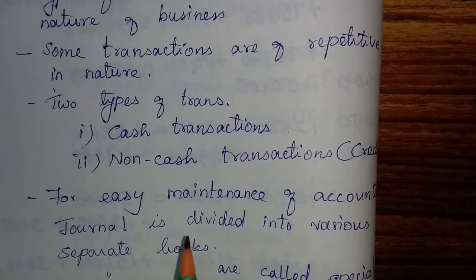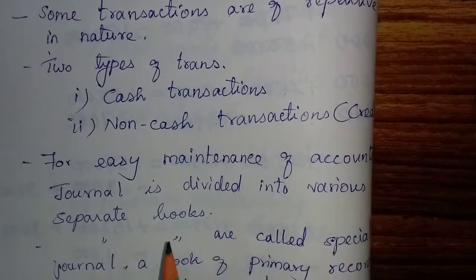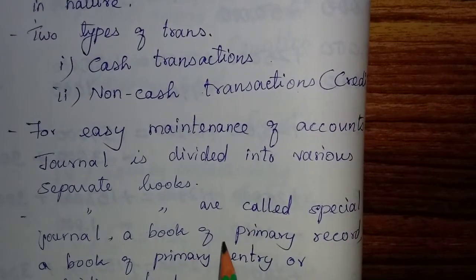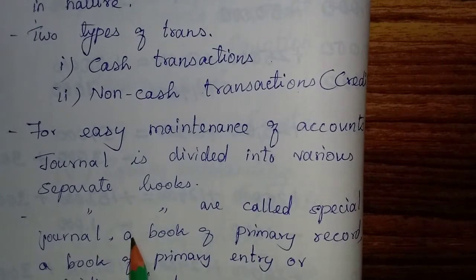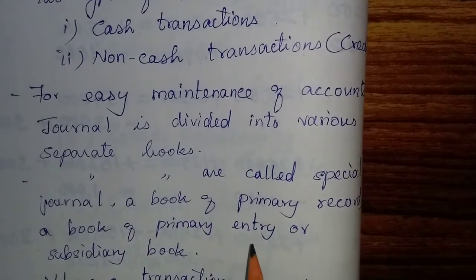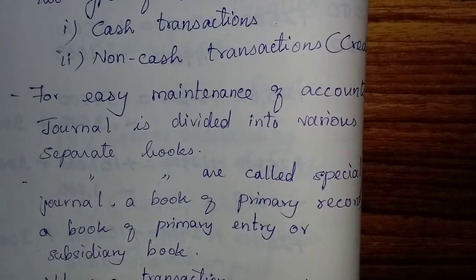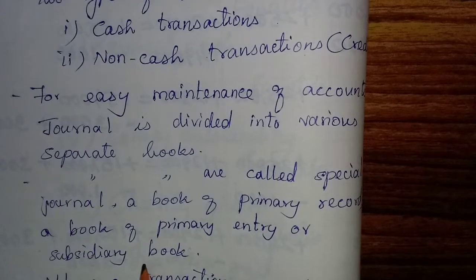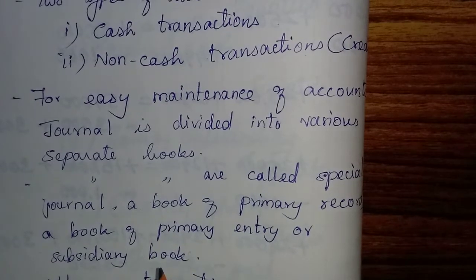They are called subsidiary books. These various separate books are also called special journals, or books of primary record, or books of primary entry, or subsidiary books. Among them, the cash book is the main subsidiary book.